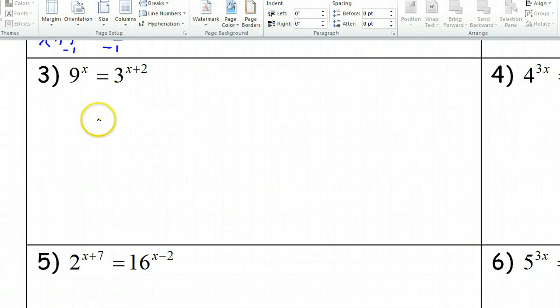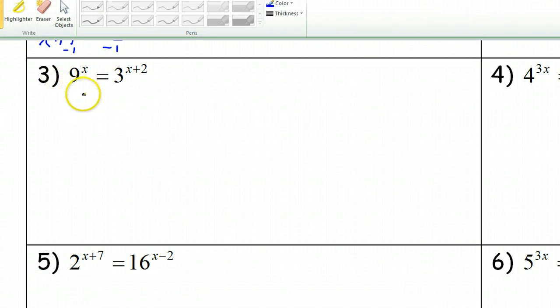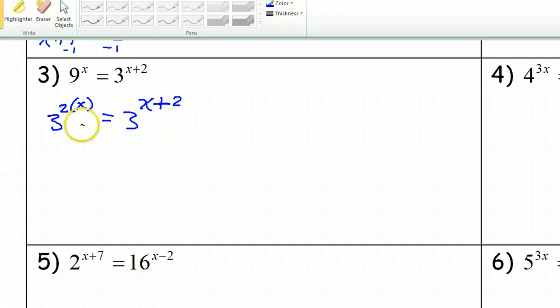I see the 9 and the 3. These can both be written as base 3. There's nothing I can do with the 3, that's already a prime number. But 9 can be written as 3 squared. So 9 will become 3 squared. And then I've still got the x there. And then over here I've got 3 to the x plus 2 power. I just copied that down. So the main thing is 9 is 3 squared, so I can make that switch.